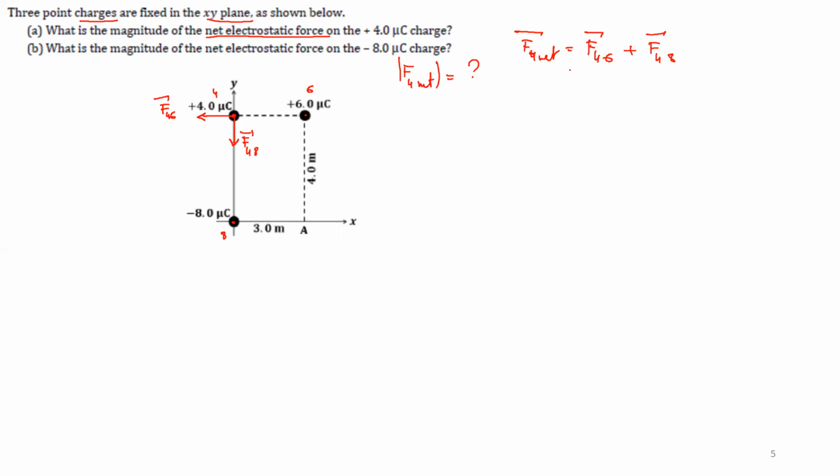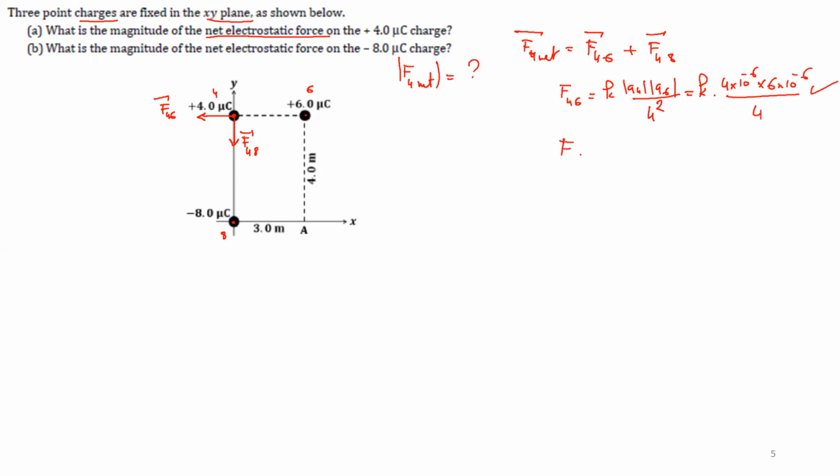So I know the magnitude of each of them. What is the magnitude of F on 4 by 6? It will be K, absolute value of Q4, multiplied by absolute value of Q6, divided by the distance square, which is 4 meters squared, 4 squared. I can calculate it. It would be K, and I know K, and I know absolute value of Q4, so I have 4 times 10 to the power minus 6, okay? And then I have Q6, which is 6 times 10 to the power minus 6, and I know the distance square, which is 4 square. So I can calculate the magnitude.